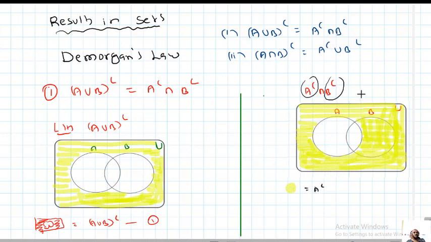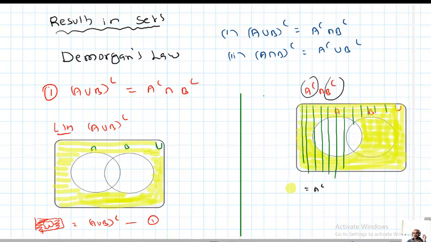Next, B complement. From U you want to remove B, and you need to use another color. So I want to use vertical lines to represent B complement. I am shading with the help of vertical lines. Except B, everything should be shaded. The vertical lines represent B complement.